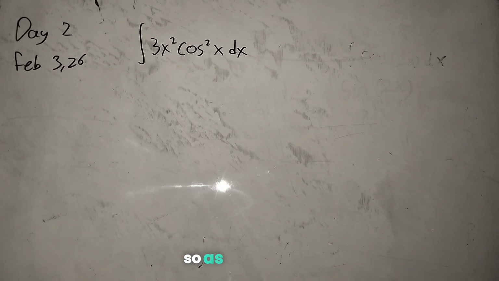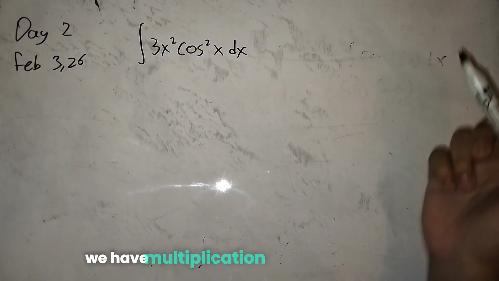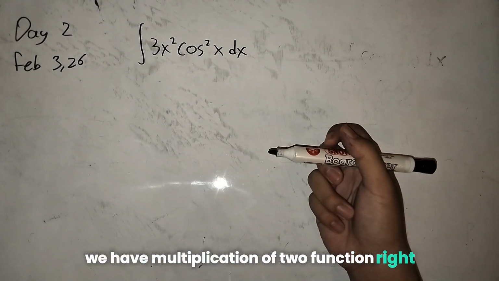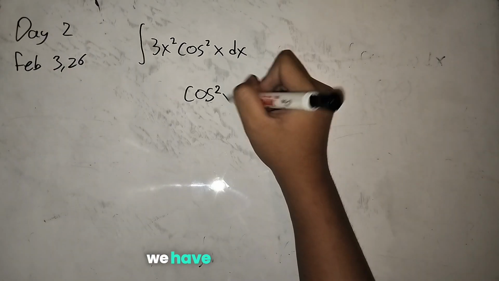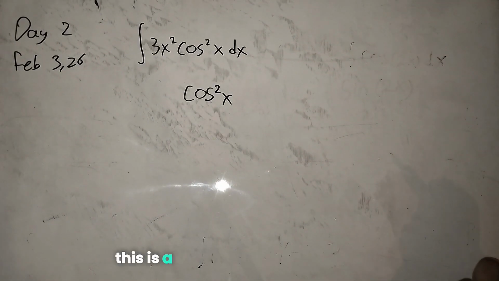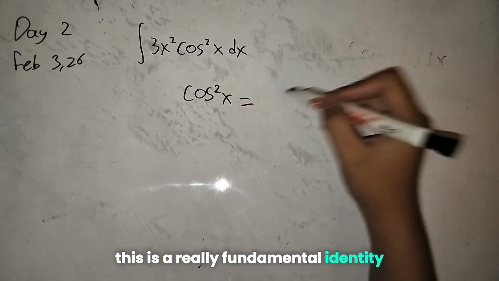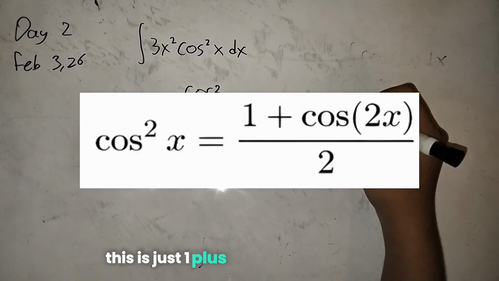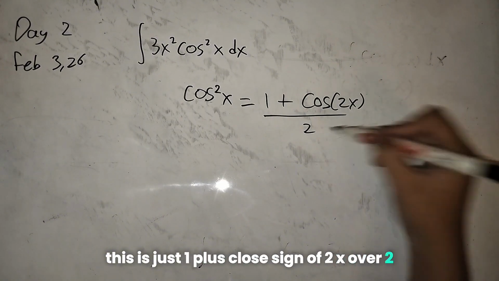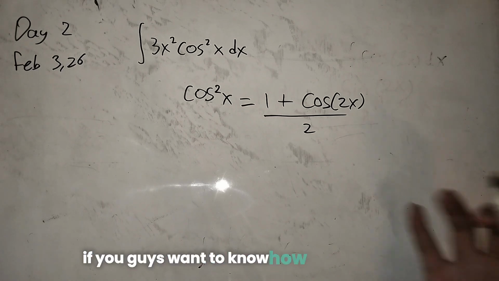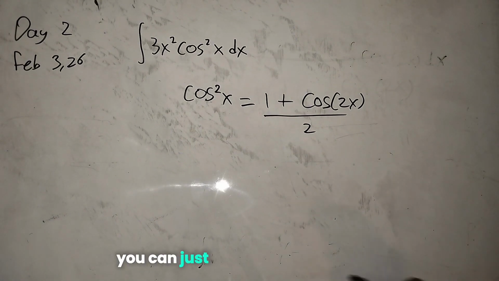As you can see, we have multiplication of two functions, right? So we can't just integrate them separately. In trigonometry, this is a really fundamental identity. This is just (1 plus cosine of 2x) over 2. If you guys want to know how this happens, you can check my other videos.